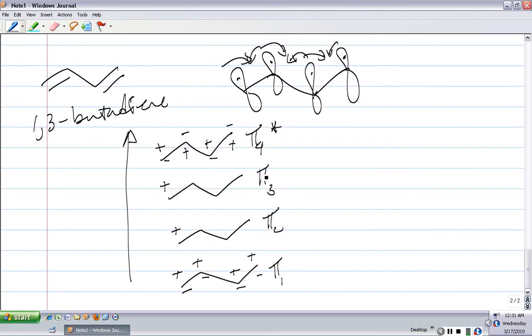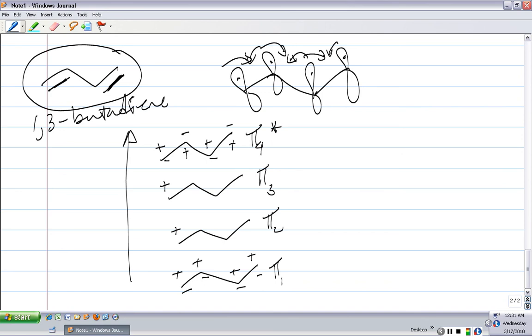And then secondly, I can have one of two scenarios. Either pi 1 is bonding, pi 4 star is anti-bonding, and pi 2 and pi 3 are both non-bonding. That's a possibility. The other option is pi 1 and pi 2 are bonding, and pi 3 star and pi 4 star are anti-bonding. Which one is it? Well, the answer is really very, very simple. If I look at 1,3-butadiene, what do I have? I have 2 pi bonds.